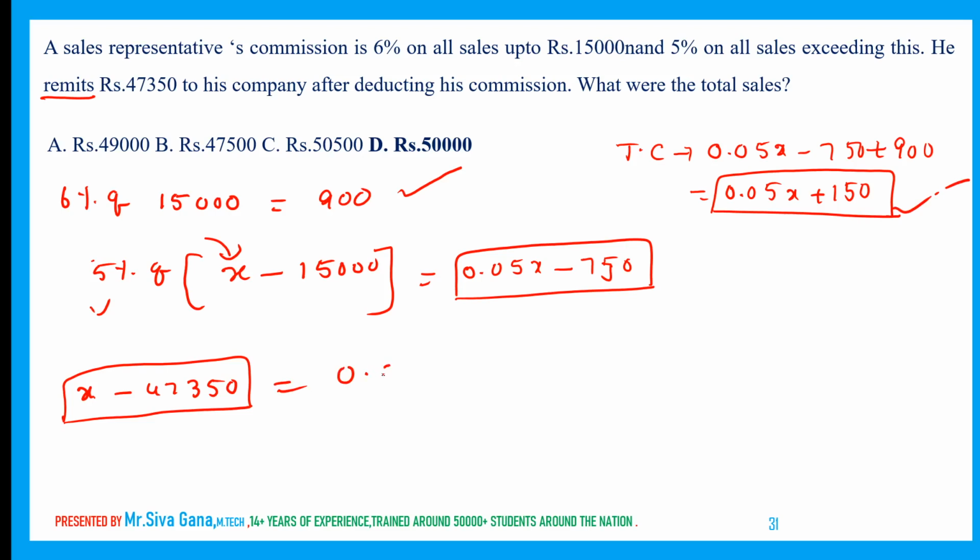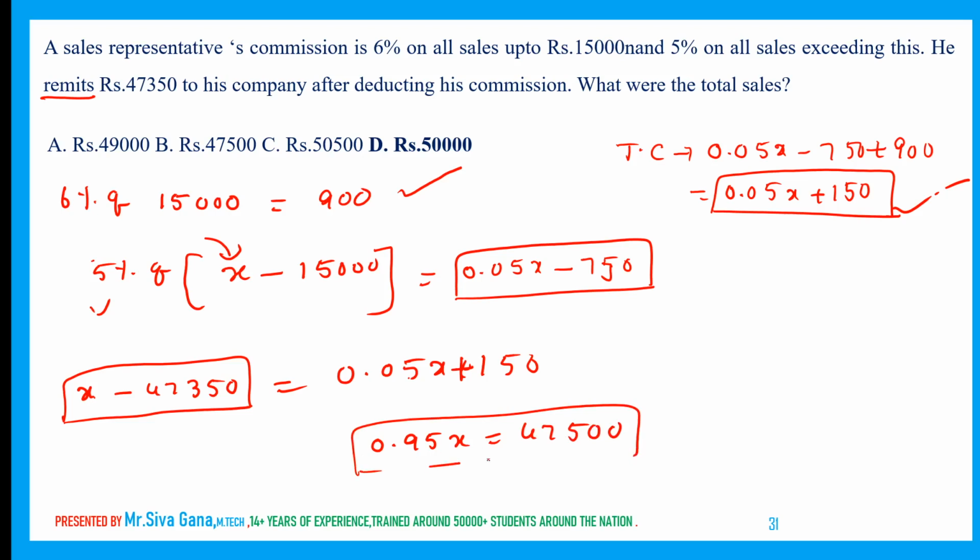This is also total commission. We can equate 0.05x plus 150. We'll get the total commission. So nothing but 0.95x is equal to 47,500. So by using the on-screen calculator, X we are going to get 50,000. That is the sales. 50,000 is the total sales.